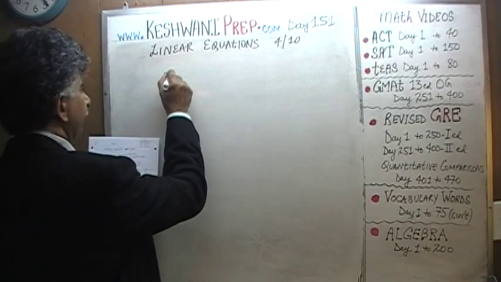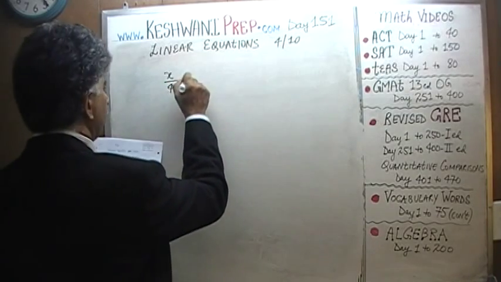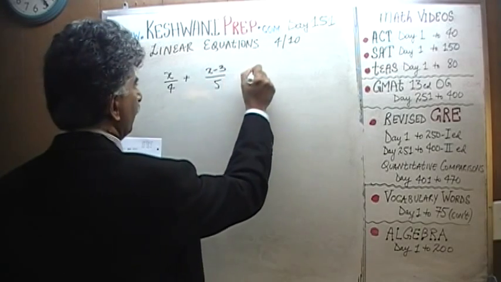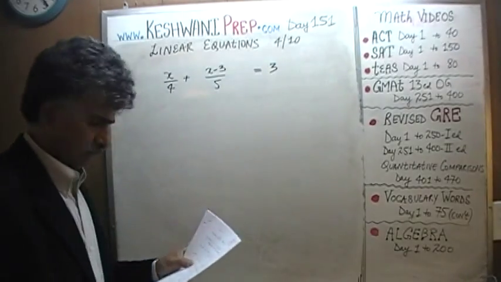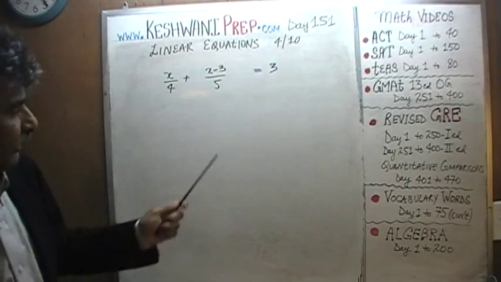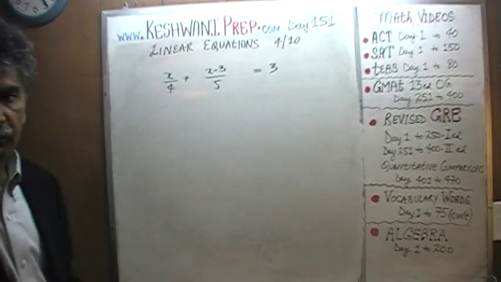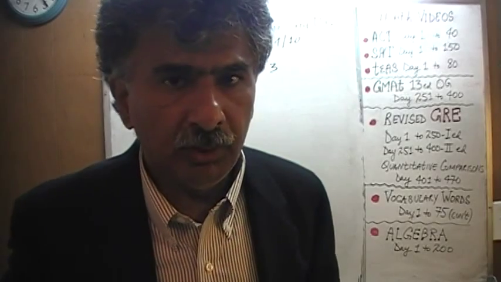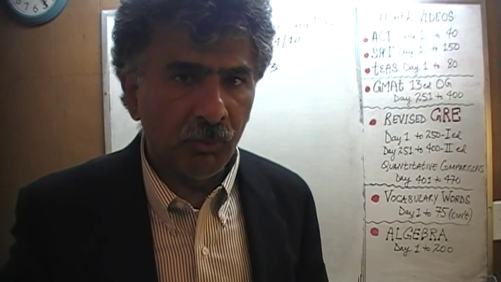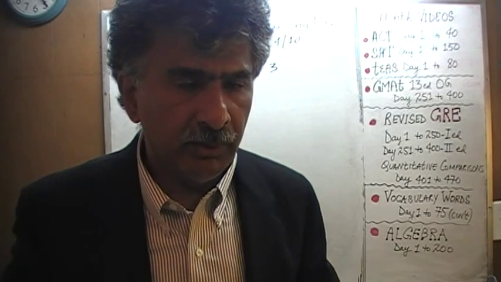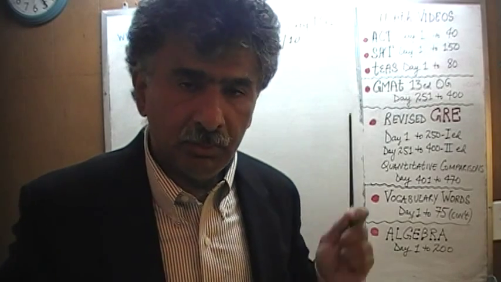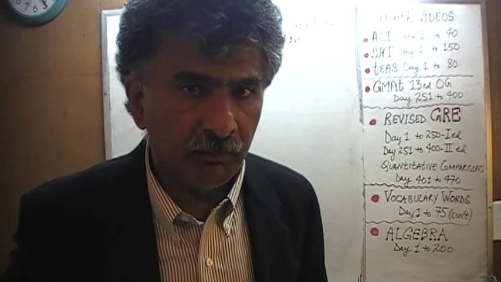We are being told that x over 4 plus x minus 3 over 5 equals 3. One more time: x over 4 plus x minus 3 over 5 equals 3. What I want you to do now is to pause the video and do the problem yourself. Once you have the answer, compare your work against the work that you and I will do together. Do that at the beginning of every single equation that I put on the blackboard. I'm going to give you 5 seconds to pause and unpause the video, okay?